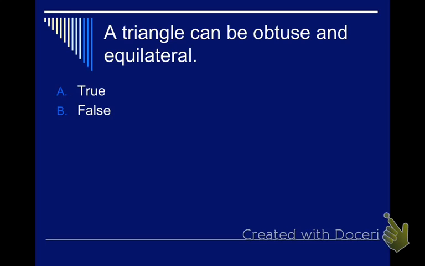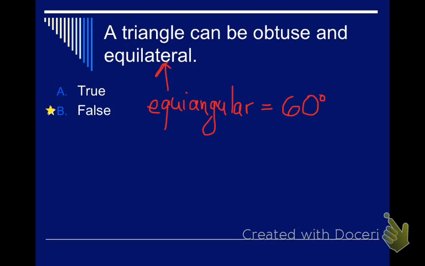How about obtuse and equilateral? Can all three sides be the same and have an obtuse angle? That's definitely false. The only triangle that can be equilateral has to also be equiangular. And we've seen in a previous slide that that means each angle measurement has to equal 60 degrees. All three of them do. Definitely not obtuse.